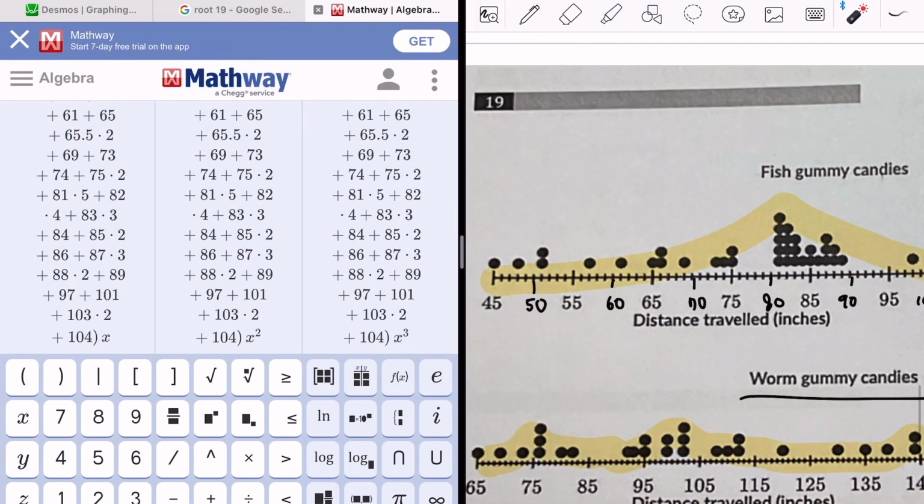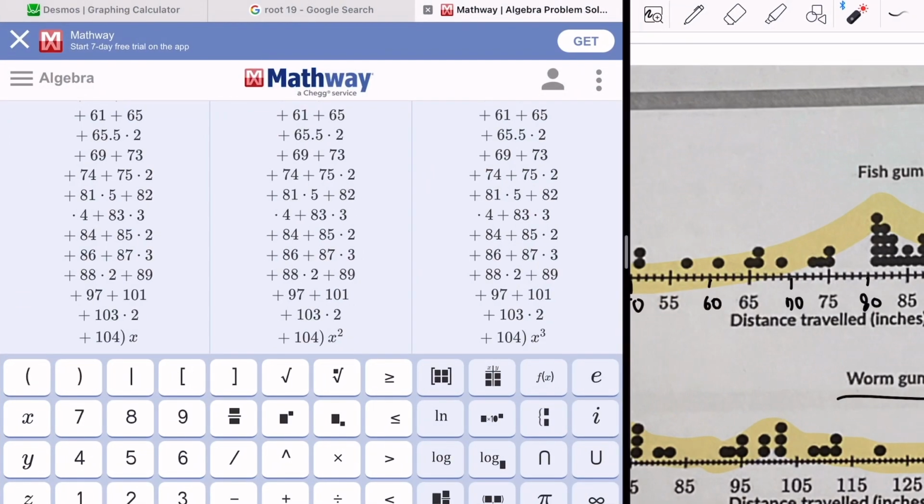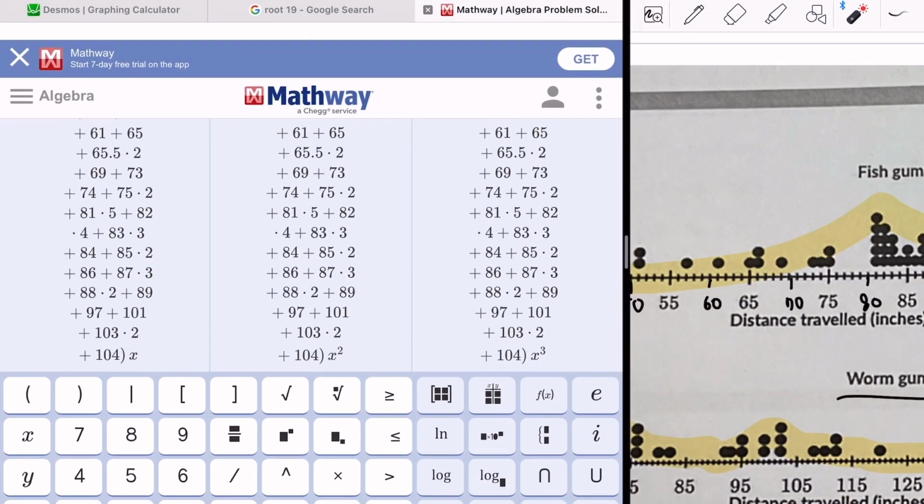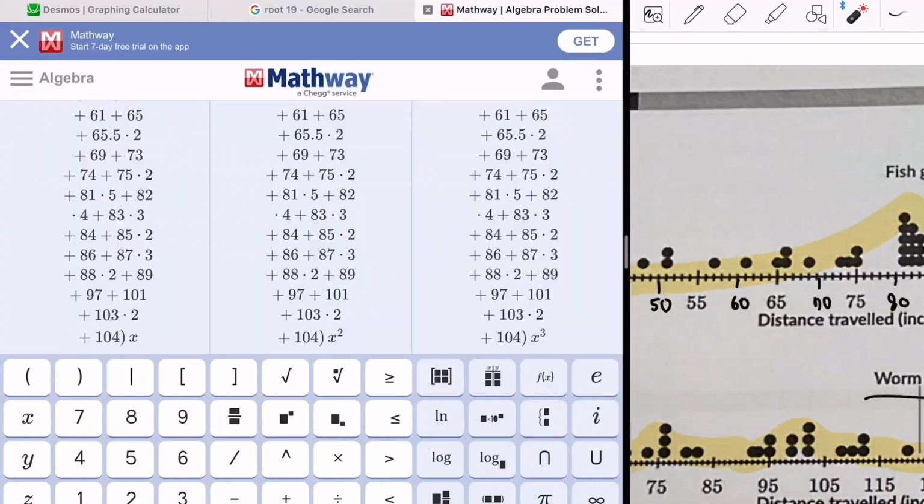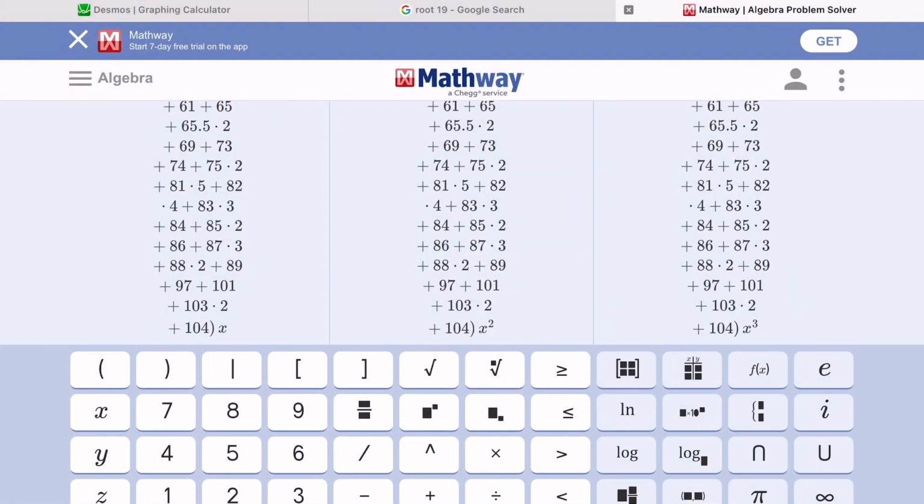Okay, wait. Oh, wait, what happened to my calculator? Wow.